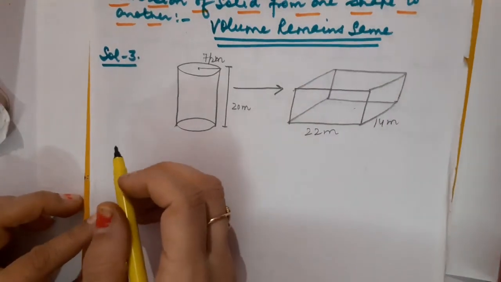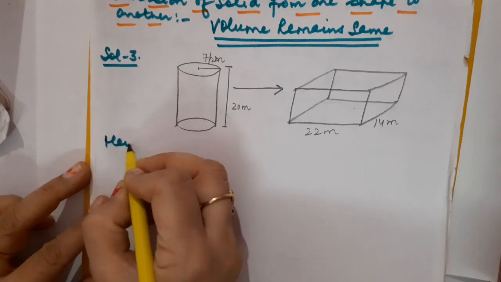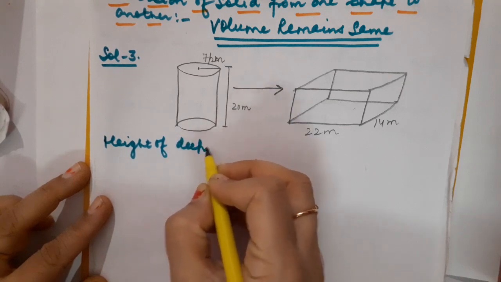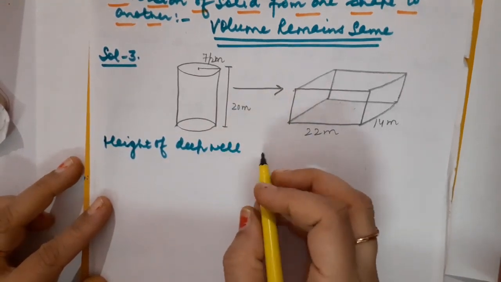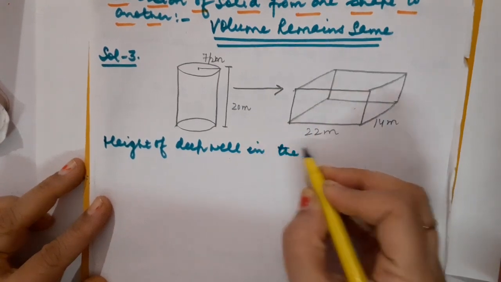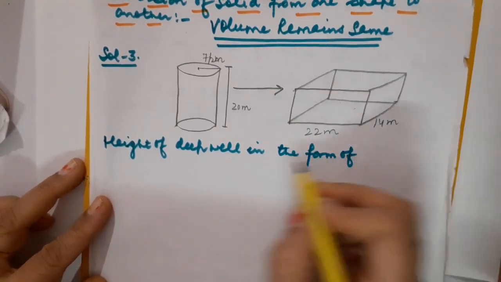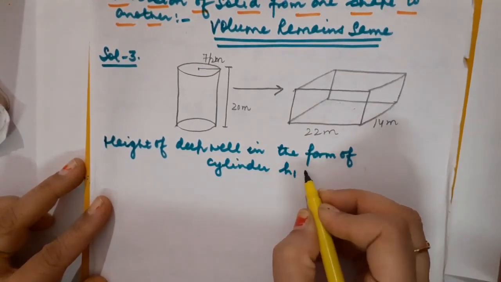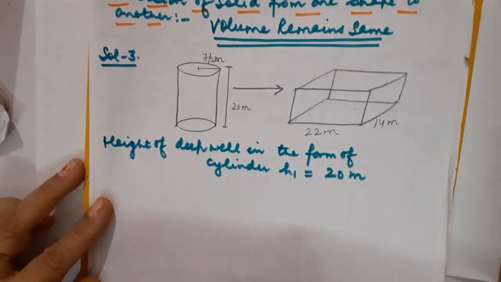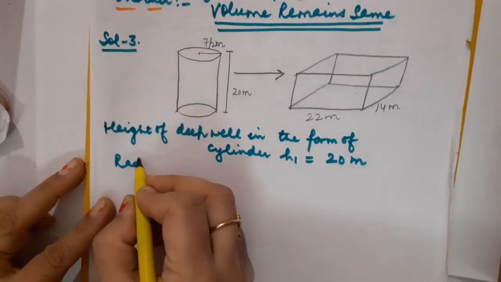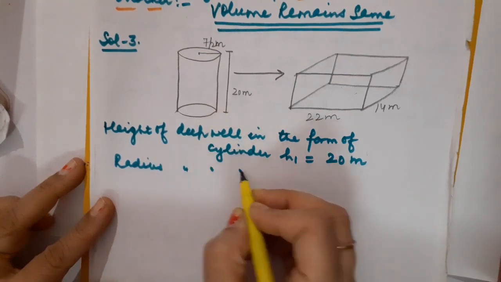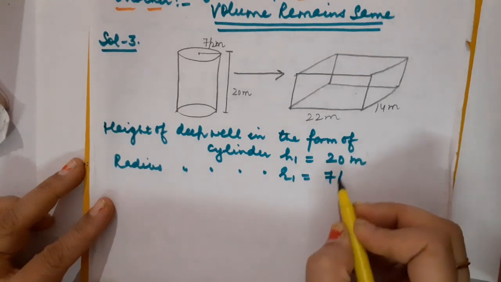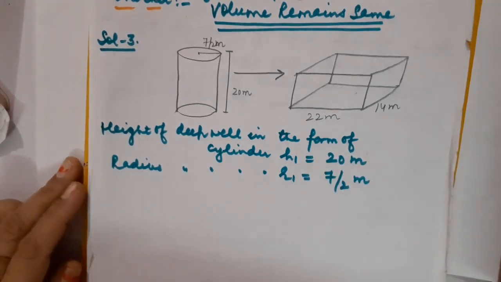What is given to us? We have the height of the deep well, which is in the form of a cylinder. Let us take its height as h1, which is equal to 20 meters. Correct? And what else is given? The radius of this deep well, which is again cylindrical in shape, let it be r1, which is equal to 7 by 2 meters. Correct, students?